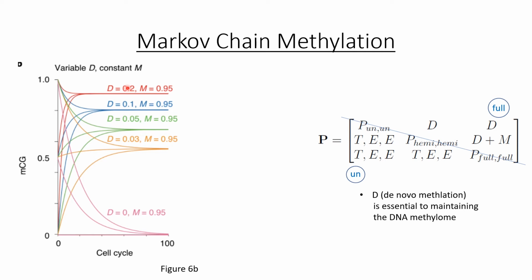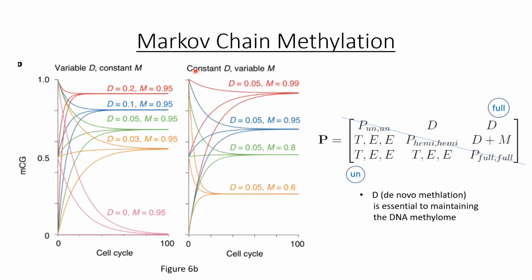The second type of computation that they did is they kept D constant and they varied the maintenance methylation factor.